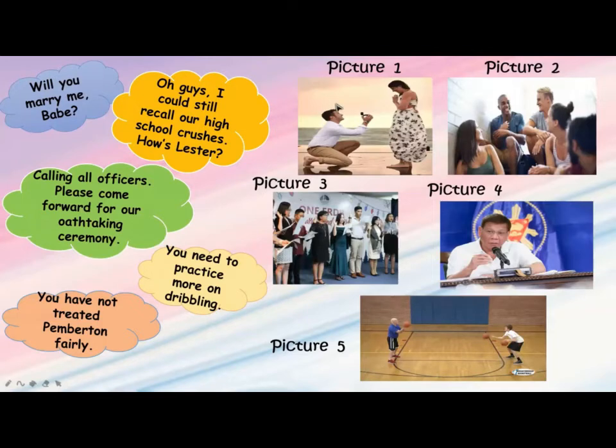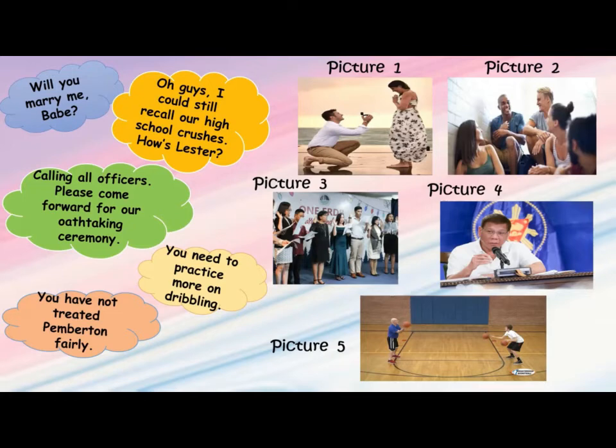So we have here, "Will you marry me, babe?" Picture 1. Next, "Oh guys, I could still recall our high school crushes. How's Lester?" Picture 2. The third one is about an oath-taking ceremony. This is picture number 3. And the fifth picture is about dribbling. And the last one, picture 4, is the speech of Duterte. We will identify later in which type of conversation style these dialogues belong.